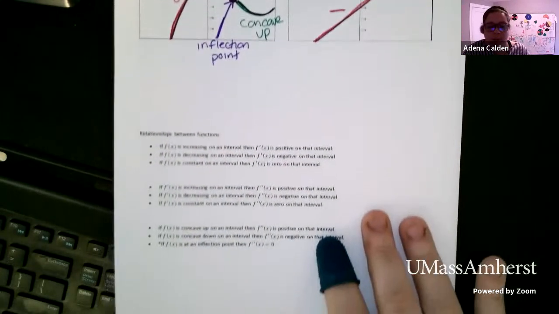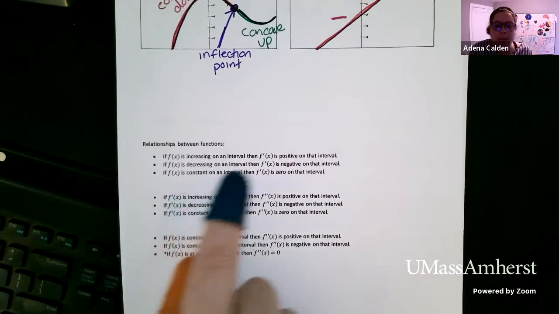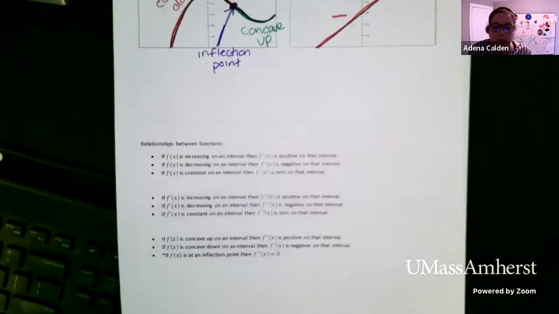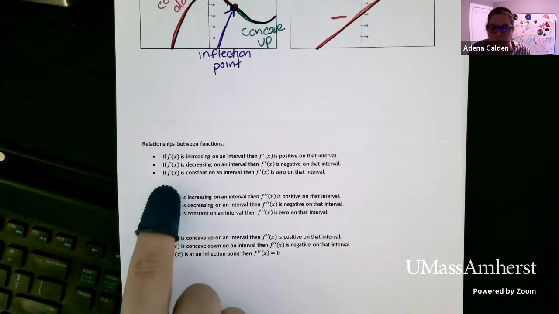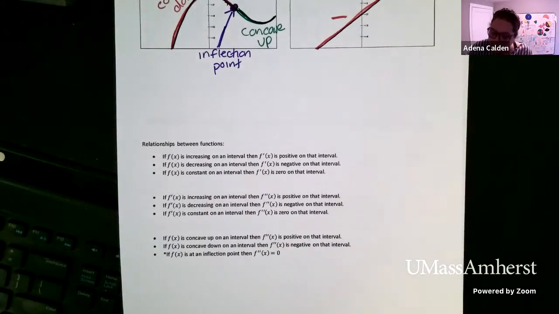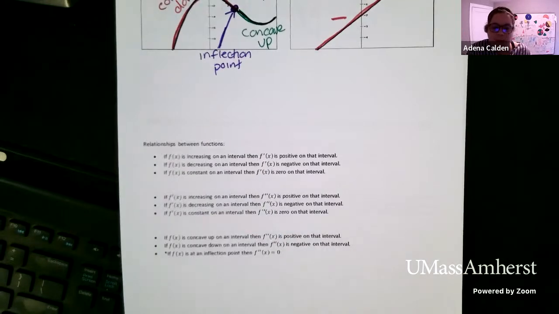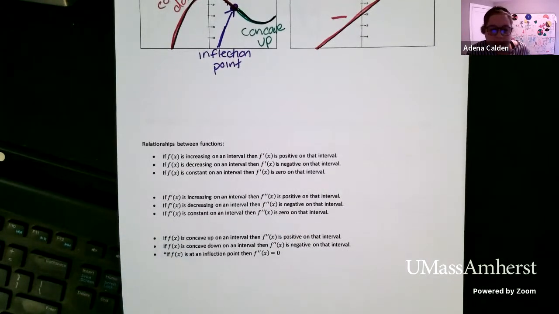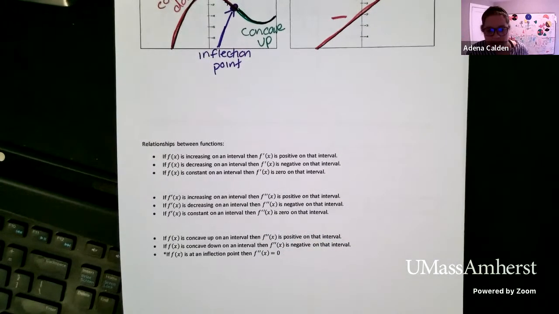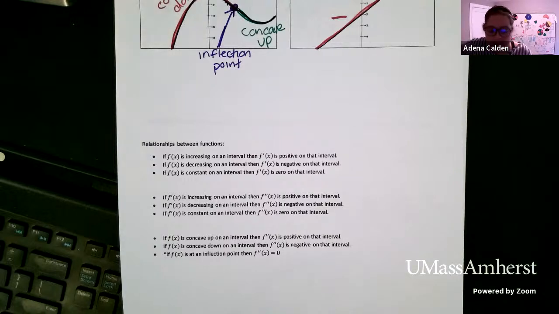So here are the three sets of relationships, okay? So we have f of x is increasing, the first derivative is positive. So this is giving us a relationship between the original function and the first derivative, and those are the ones we started with. Our second set of relationships is between the first derivative and the second derivative. So when the first derivative is increasing, decreasing, or constant, it tells us the sign of the second derivative. And then our third set of relationships are the concavity of the original function and the sign of the second derivative.